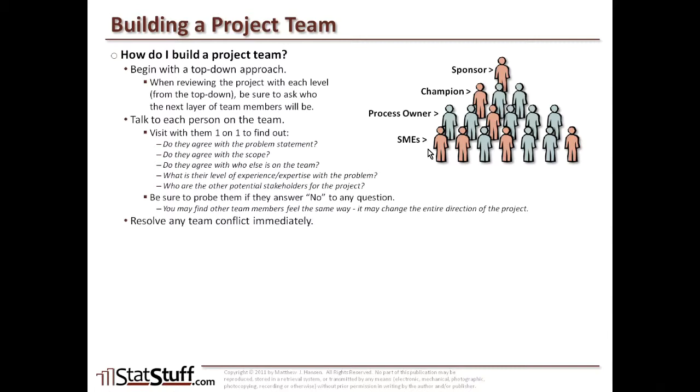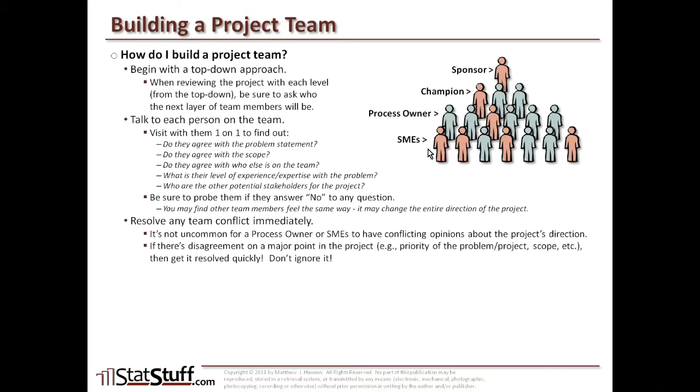Now, if you see there's any conflict between any of your team members, or at least in their agreement or disagreement with the focus for the project, try to resolve that team conflict immediately. It's not uncommon for a process owner or a SME who's at a little bit lower level to have conflicting opinions about the project's direction that came from the champion or sponsor level. So it's not uncommon for that to happen. But if there is a disagreement on some major point in the project, for example, as far as the priority level for the project or the scope, then try to get that resolved as quickly as possible. Don't ignore it, because it will not go away. And you'll be much better off getting it resolved in the very beginning before you get too much farther into the project.